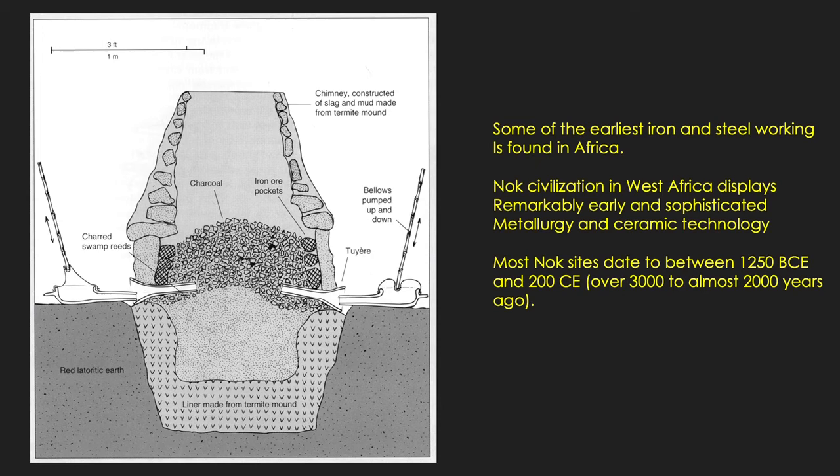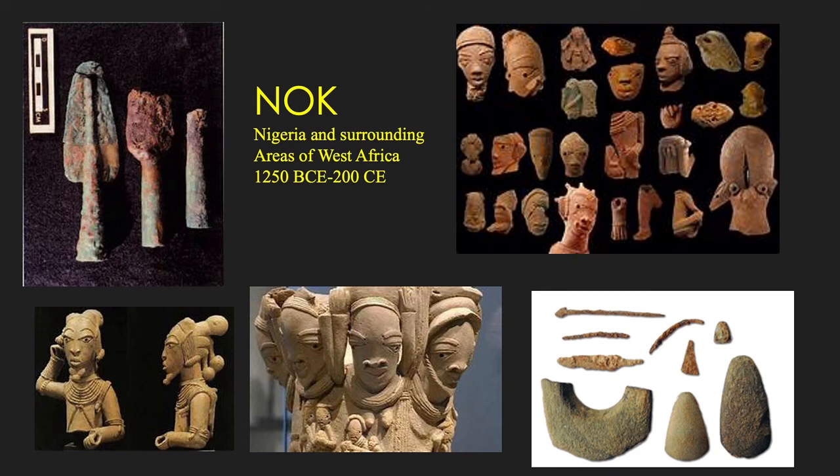Some of the earliest iron and steel working actually is found in Africa. And the Nok civilization in West Africa displays remarkably early and sophisticated metallurgy and ceramic technology. Most Nok sites date to between 1250 BCE and 200 CE, over 3,000 to almost 2,000 years ago. So they're working with these kinds of metals as early as anyone in the world, without having to get into the is it here earlier, is it there earlier. But just suffice to say that these African metalsmiths were doing this just as early as anybody else in the Old World. And here are some examples of some of that early Nok metalwork on the top left and bottom right there, as well as some of their remarkably beautiful ceramic work that they did.